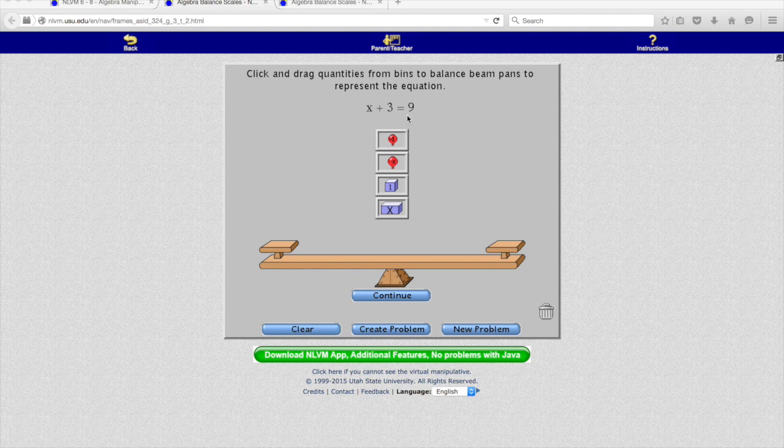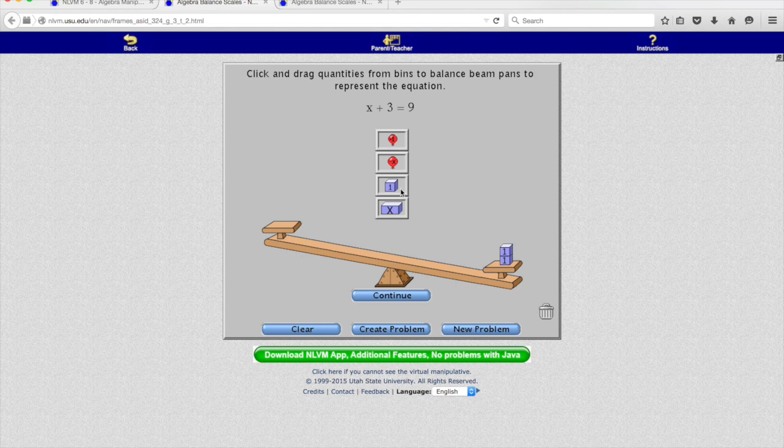Now in this case, let's start with the right side. Equal sign is our middle, so 9 means we're going to put 9 weights on the right hand side of this balance scale. And of course, just like you'd expect, our balance scale tilts to the right because there's nothing on the left side yet. So there's 9, 3, 6, 9.